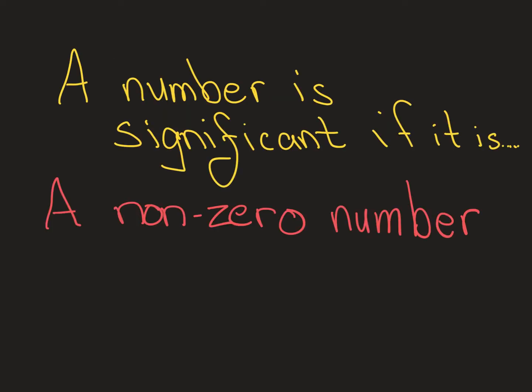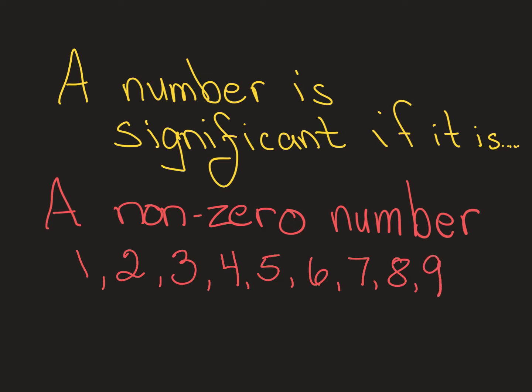A number is significant if it is a non-zero number. So what is a non-zero number? Well, that would be 1, 2, 3, 4, 5, 6, 7, 8, and 9. So those are all non-zero numbers. So that's pretty easy. If it's a non-zero number, we count it as being significant.